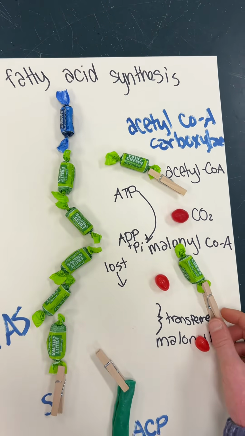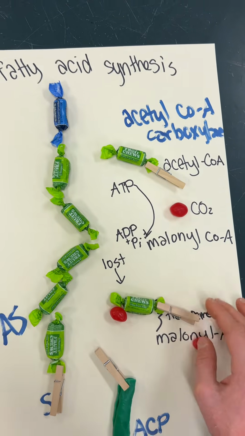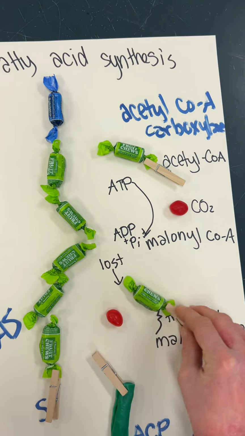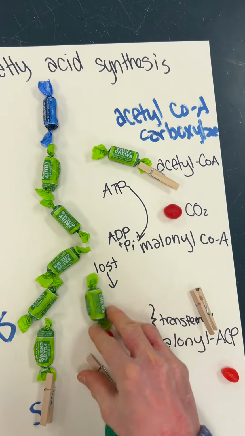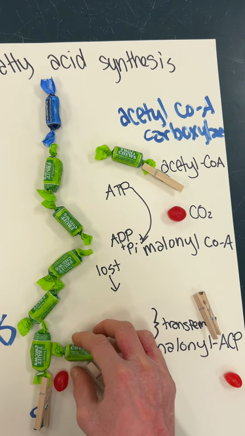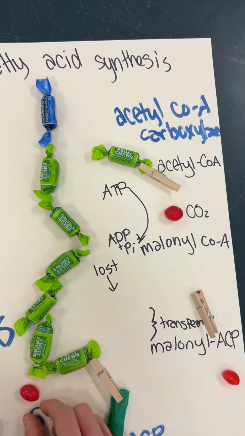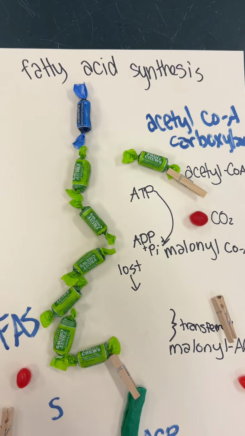Now we can get this whole thing happen again. We'll get another malonyl-CoA come in, get attached to the malonyl acyl carrier protein, which is just a part of our fatty acid synthase, and then that'll kick off the CO2, and we'll get our chain elongated 2 carbons further and keep going and keep going.